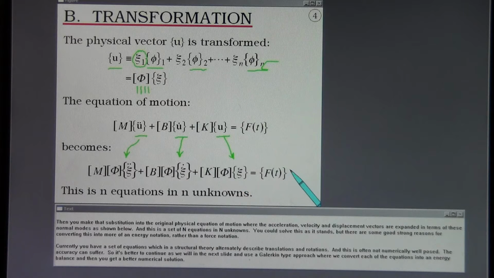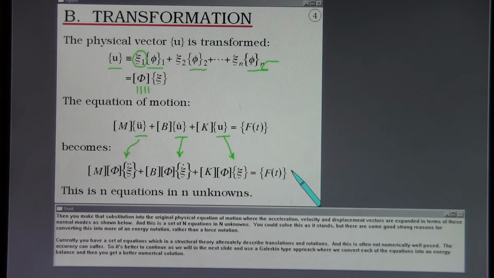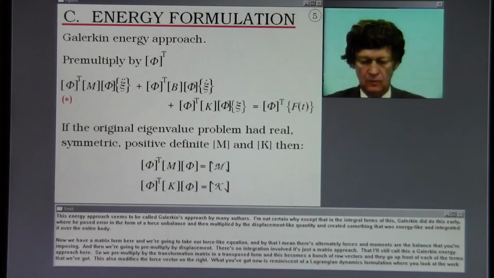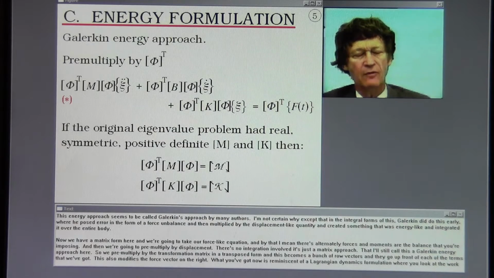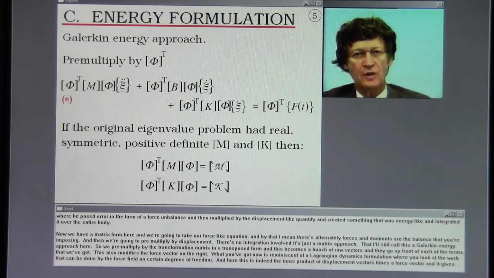Currently you have a set of equations which in a structural theory alternately describe translations and rotations, and this is often not numerically well posed. The accuracy can suffer. So it's better to continue, as we will in the next slide, and use a Galerkin type approach where we convert each of the equations into an energy balance, and then you get a better numerical solution. This energy approach seems to be called Galerkin's approach by many authors. I'm not certain why, except that in the integral forms of this, Galerkin did do this early, where he posed error in the form of a force on balance and then multiplied by the displacement-like quantity and created something that was energy-like and integrated it over the entire body.